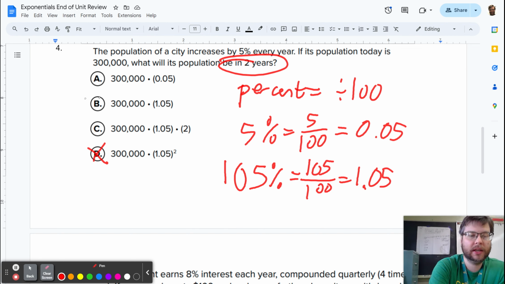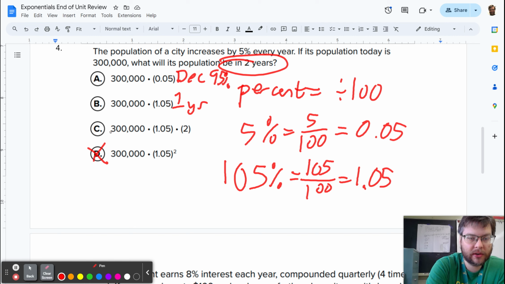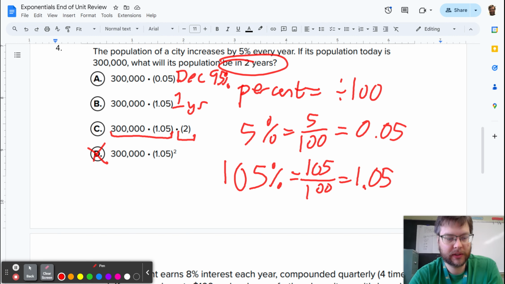This one, part B, would only be doing it for 1 year. This one right here is decreasing, and in fact, it's decreasing by 95%. This one right here increases by 5% and then doubles for the second year. That's not the same. So the only one that works is part D.